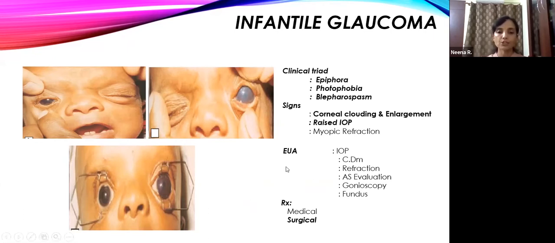So an examination under anesthesia to confirm the raised IOP and urgent surgical management in the form of a trabeculotomy with trabeculectomy will help to clear the cornea, even though the enlargement of the cornea may persist. But the child will have good vision if it is done early itself.